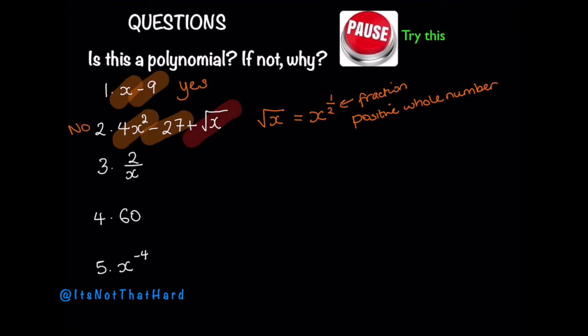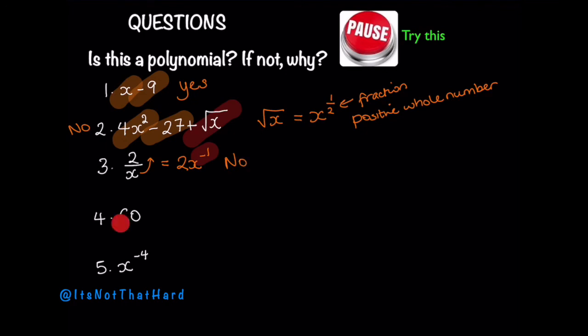Question 3, 2 over x. Now, when x is at the bottom, it might get a little confusing. So what I would suggest is putting the x at the top. So if we take this x to the top, this equation actually becomes 2x to the minus 1, because when you take x from the bottom to the top, you have to add a negative to the exponent. So here, this 2x to the minus 1, because the minus 1 is actually not a positive number, and we know that the exponents of polynomials must be positive whole numbers, this actually means that this is not a polynomial.